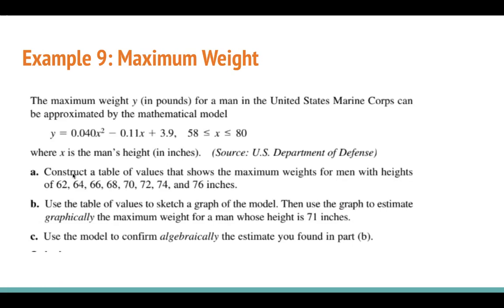So first, we're going to construct a table of values that shows the maximum weights for men with heights of 62, 64, 66, 68, 70, 72, 74, and 76 inches. And then next, we're going to use the table of values to sketch a graph of the model, then use the graph to estimate graphically the maximum weight for a man whose height is 71 inches. Then we're going to use the model to confirm algebraically the estimate you found in part B. If you want to take a while to do this, I'll give you a few seconds.